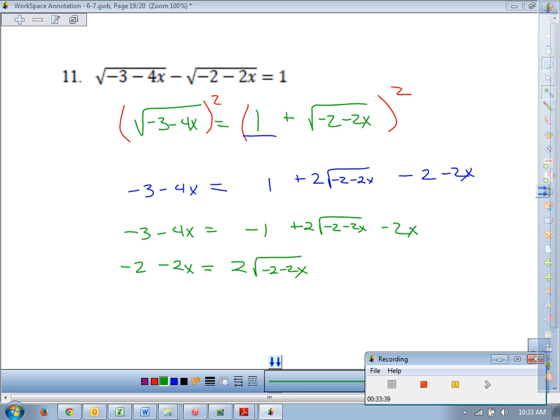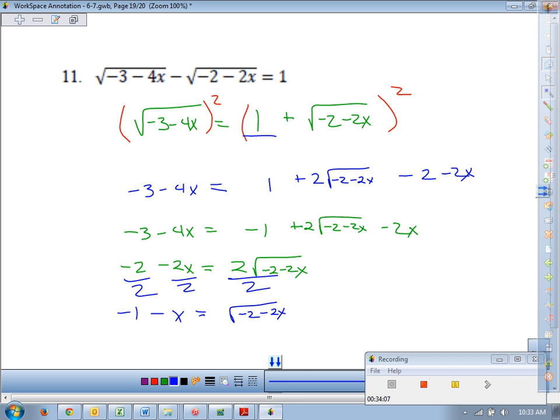It's like all of a sudden there's people that are like, I don't know what to do. Same thing that we did in Algebra 1. Just because there's a radical, what do you do? Divide by 2, divide by 2, divide by 2, right? Can't you do that? So this is negative 1 minus x equals the square root of negative 2 minus 2x, right?